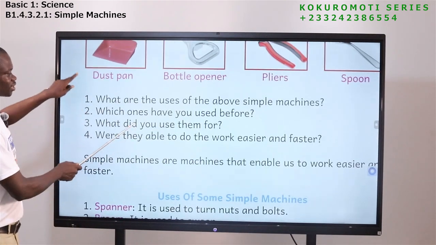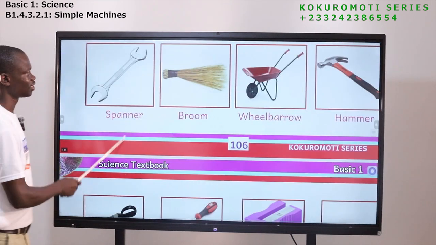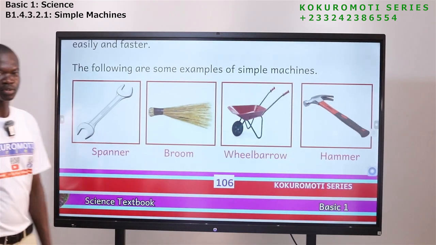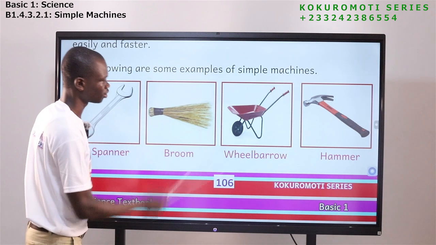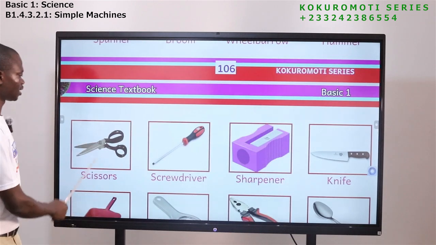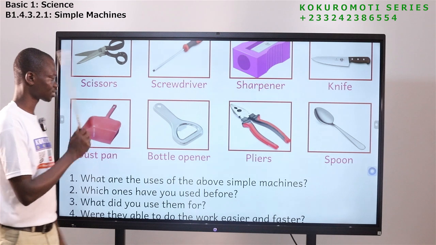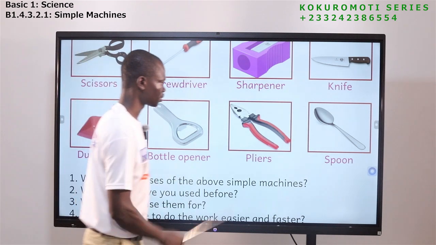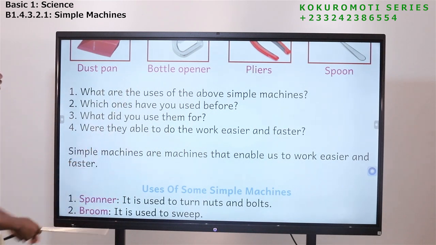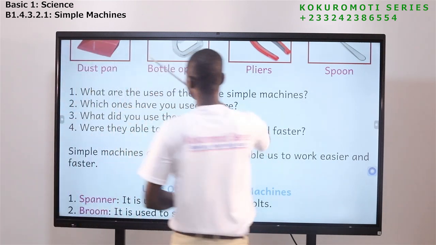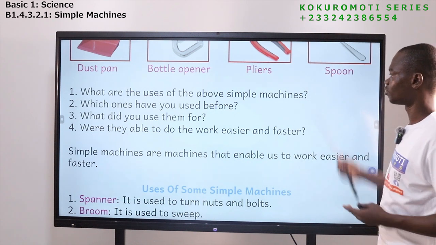So we have seen examples of what? Simple machines. If I ask you to mention 10 examples of simple machines, you should be able to tell me. Spanner, broom, wheelbarrow, hammer, scissors, screwdriver, sharpener, knife, dustpan, bottle opener, plier or pliers, and then we have what? Spoon. Okay, so what are the uses of the above simple machines? So the machines that I mentioned, the simple machines that we looked at, what are the uses of these machines?